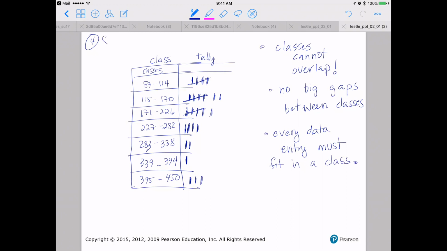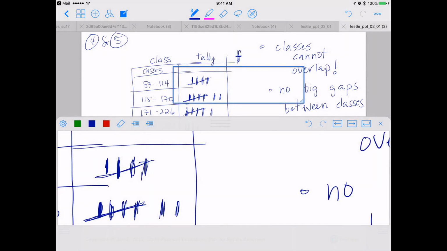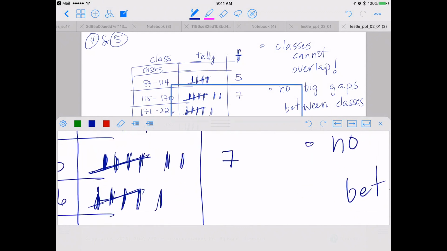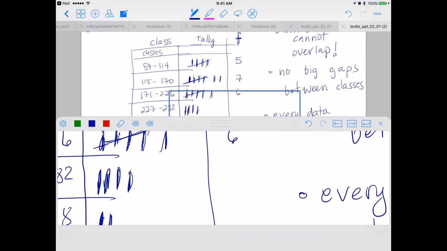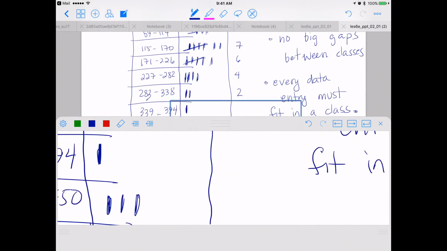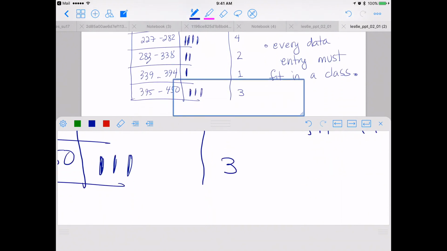And our last step, so we'll say this is 4 and 5. Our last step is to add up the tallies and actually have our frequency. So this little F symbol stands for frequency. So this is going to be a 5. This is going to be 7. This is going to be a 6. This is going to be 4. The frequency of this class is 2. The frequency of this class is 1. The frequency of this class is 3.